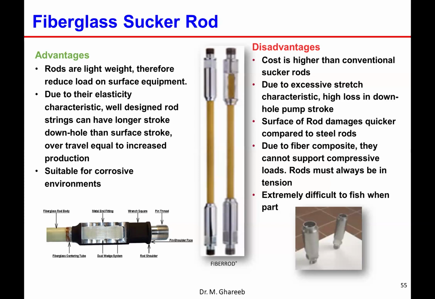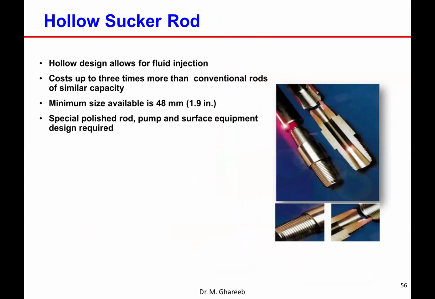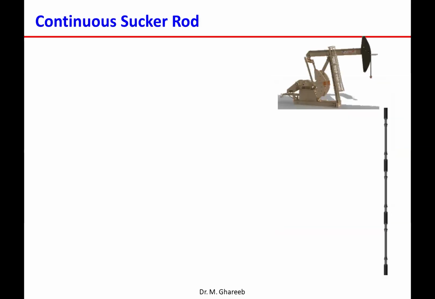It has some problems. If the rod is damaged, fishing operations usually start to be very hard for fiberglass rod. It's not commonly used. However, there is another type of rod called the hollow sucker rod, which I can use to inject something inside the tubing. But this one is usually used not for deep wells but for shallow wells, in case I need to inject something inside the well and so on.